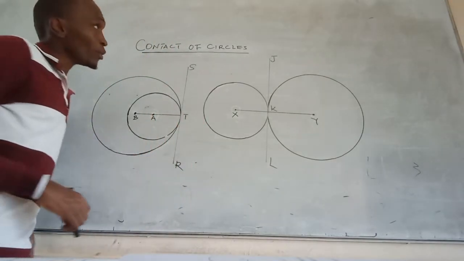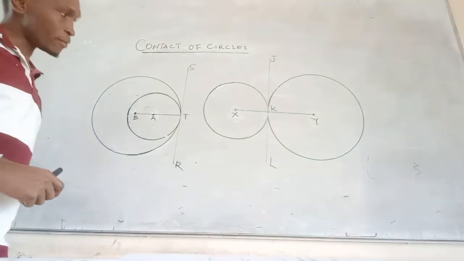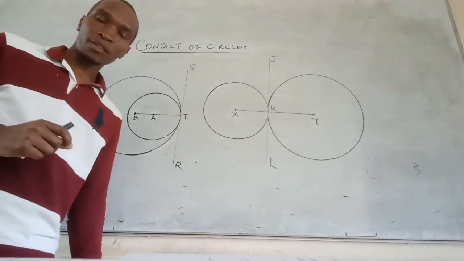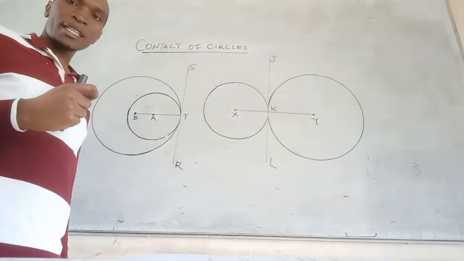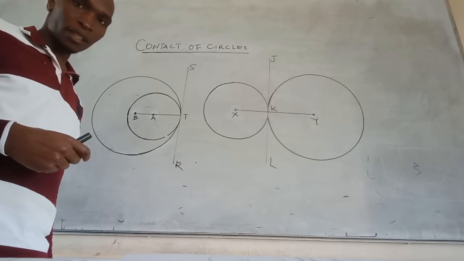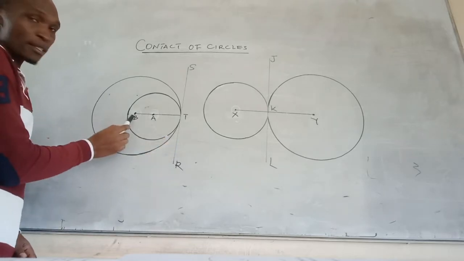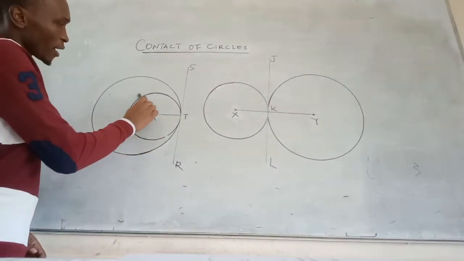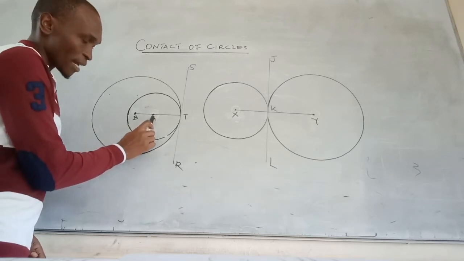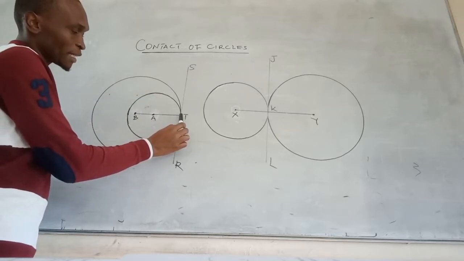Today I want us to look at contact of circles, and as you can see on the board, I've drawn two sets of contact circles. What we mean by contact circles is that these are circles that are touching each other at a point on a common tangent. For example, this is a bigger circle whose center is B, and we also have a smaller circle inside it whose center is A. These two circles are coming into contact at point T.